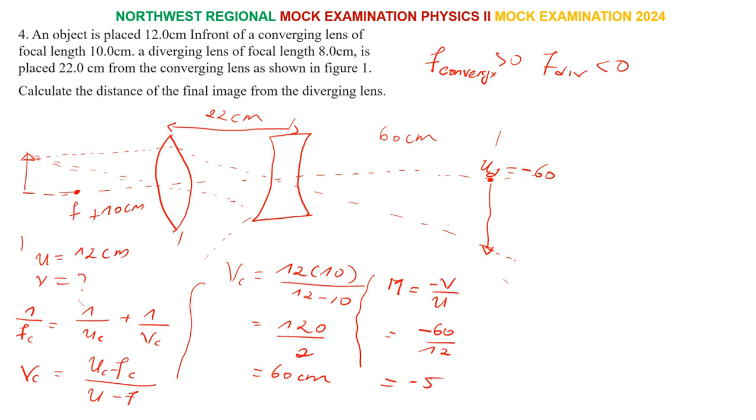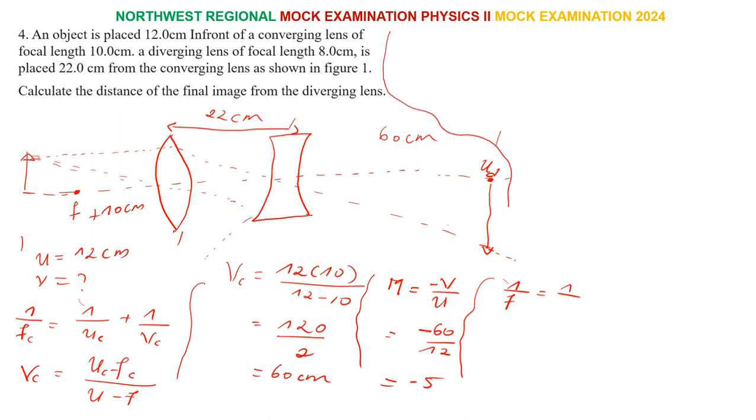From there, we will now calculate the new image distance. Remember that the focal length of a diverging lens is negative. They will not give it to you as a negative value, but you have to note that. From the lens formula, we have 1 over f is equal to 1 over u plus 1 over v. Call that v divergent.